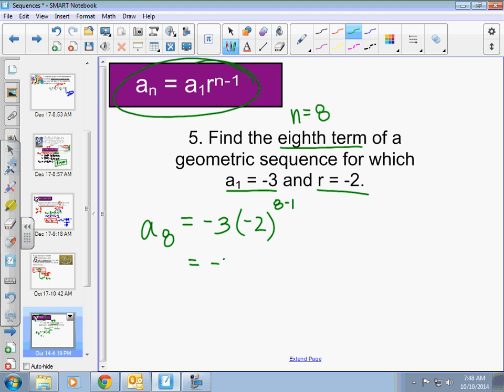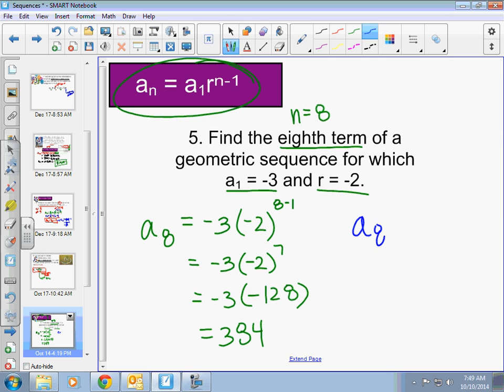So I would have negative 3 times negative 2 to the 7th. Negative 2 to the 7th is negative 128. Then I would go ahead and take negative 3 times negative 128, which gives me 384. So my 8th term, so a sub 8, that's the notation we use for the 8th term, is 384.